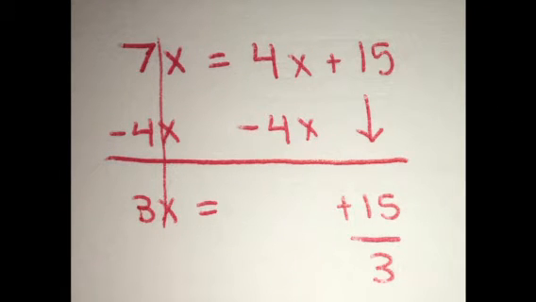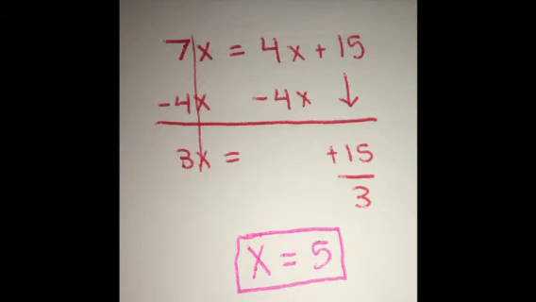So this problem is 7x equals 4x plus 15. First, you're going to subtract the 4x from both sides because it's the smallest number. So you're going to subtract from right to left. So 4x minus 7x is going to give you 3x. Then you're going to bring down the 15. So 3x equals 15. Then you're going to divide both sides by 3. The answer you should get is x equals 5.